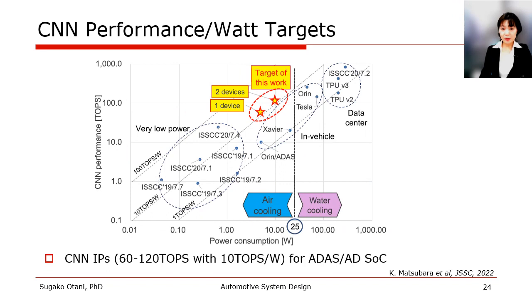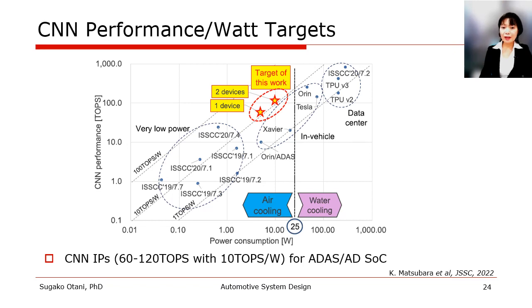This figure shows benchmarked AI processors for each application, which includes data center processors, in-vehicle processors, and very low power processors. Each processor is plotted with CNN peak performance on the vertical axis and the peak power on the horizontal axis.